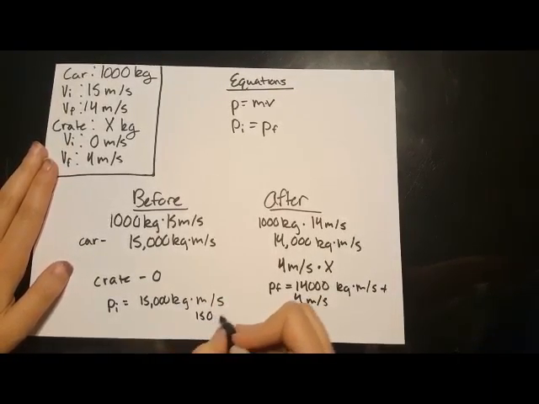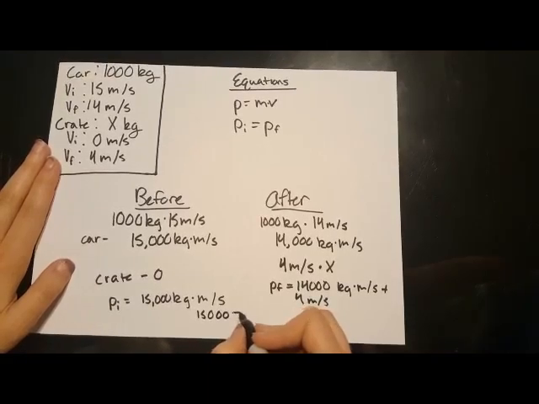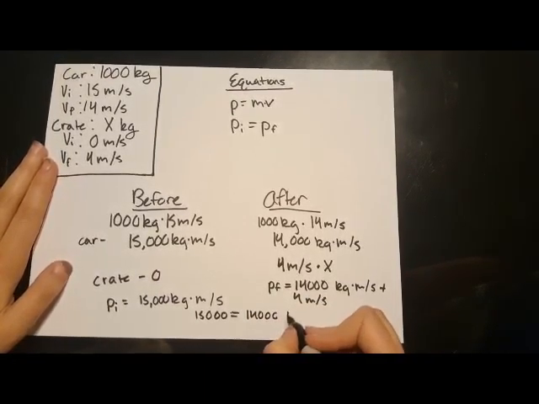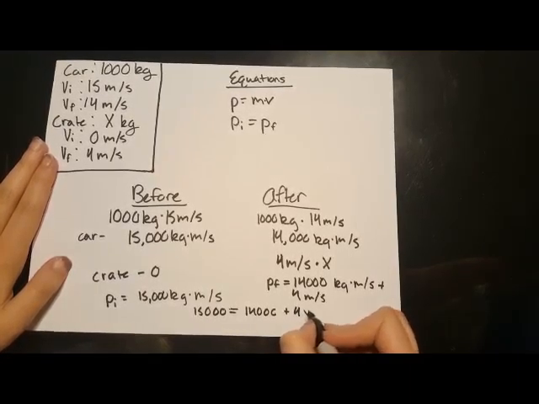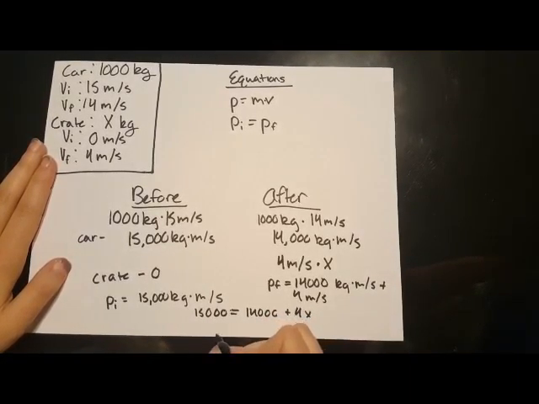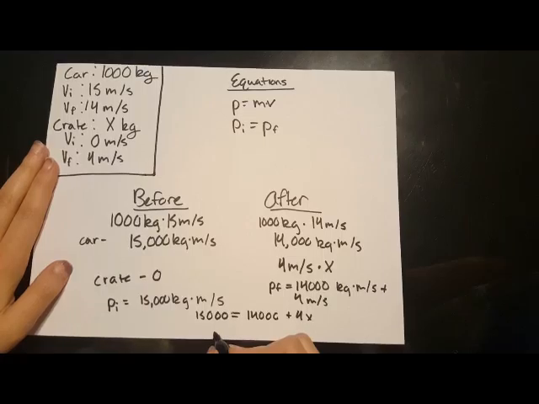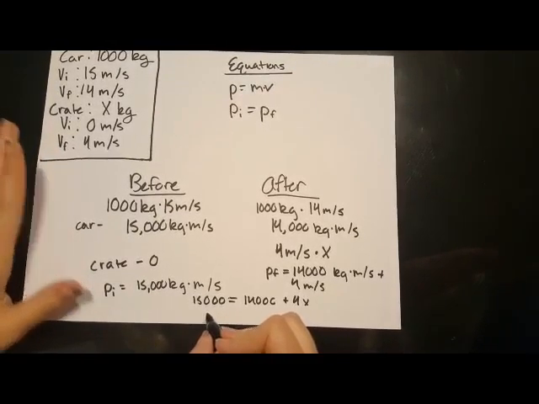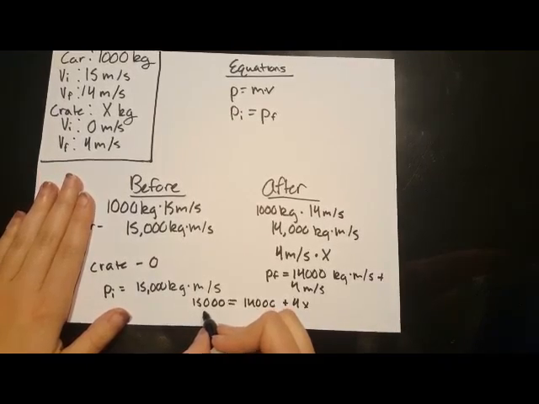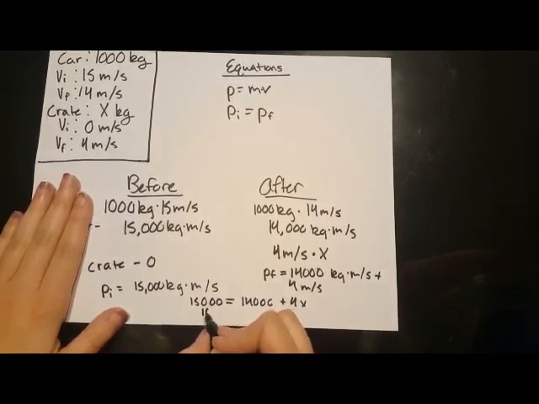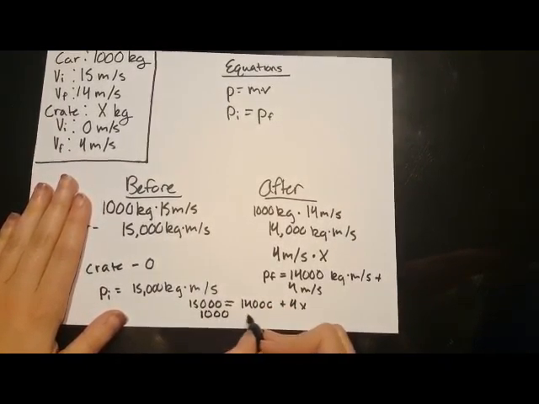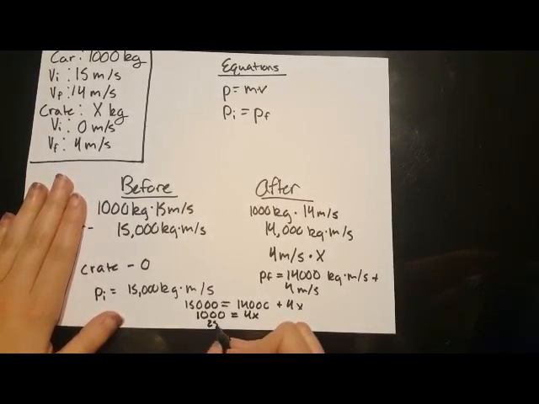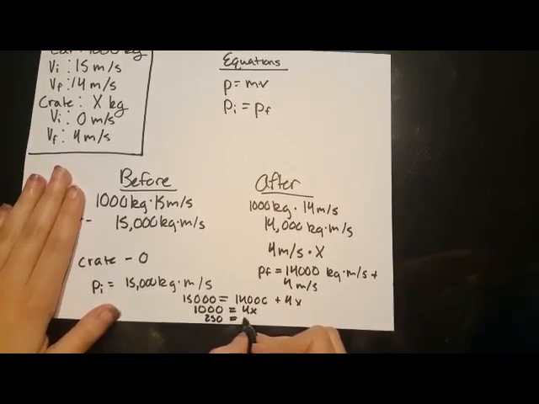Now we're going to subtract 14,000 kilograms times meters per second from the 15,000 kilograms times meters per second, which leaves us with x times 4 meters per second equals 1,000 kilograms times meters per second. Now we're going to divide both sides by 4 meters per second, which leaves us with x equaling 250 kilograms. So the mass of the crate is 250 kilograms.